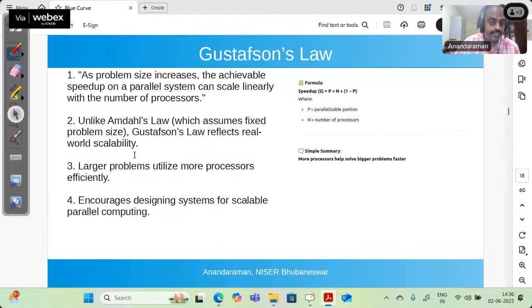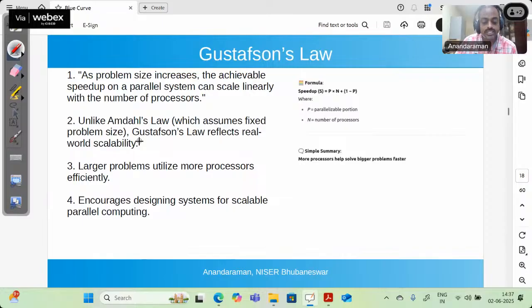As the problem size increases, the achievable speed up on a parallel system scales linearly with the number of processors. In Amdahl's law, the problem size is fixed. But in Gustafson's law, they are saying that if you do the same calculation for a bigger problem, if you scale the problem, then you will get more speed up. Unlike Amdahl's law, which assumes a fixed size problem, here the problem will scale. Larger problems utilize more processors efficiently.